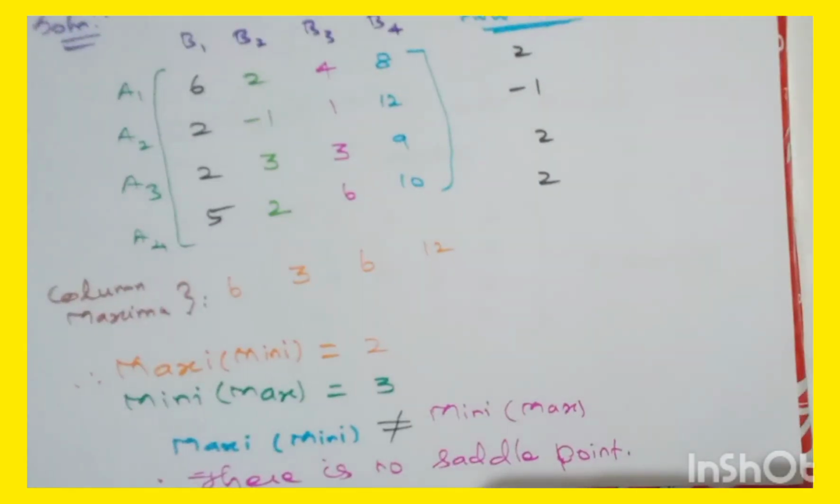Now I am going to apply maximin. It means the minimum on the right hand side, so from the minimums I can select the maximum, that is 2. Column wise there are maximum values, so from the maximums I am going to select the minimum, that is 3. So maximin is not equal to minimax. What does it mean? There is no saddle point. Okay, now I am going to proceed.